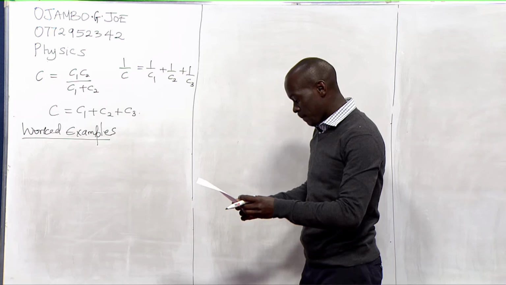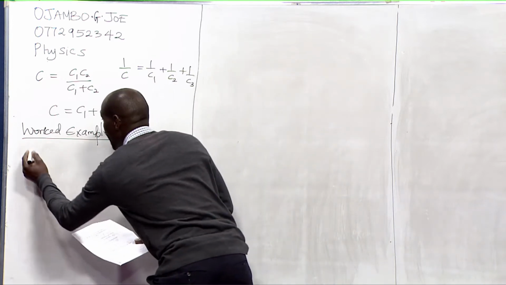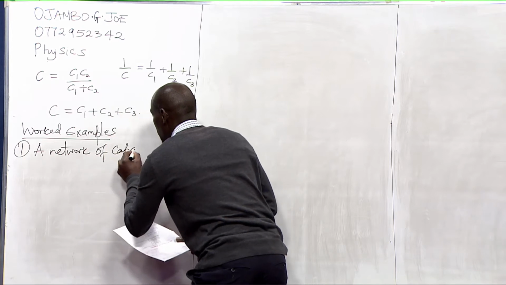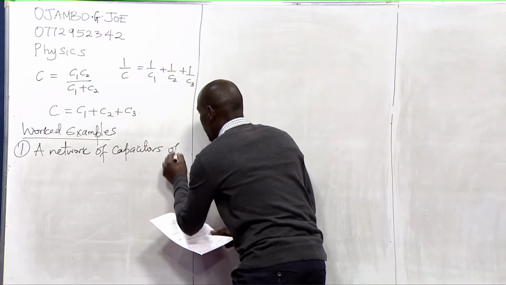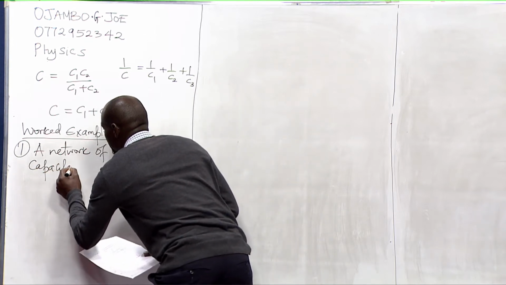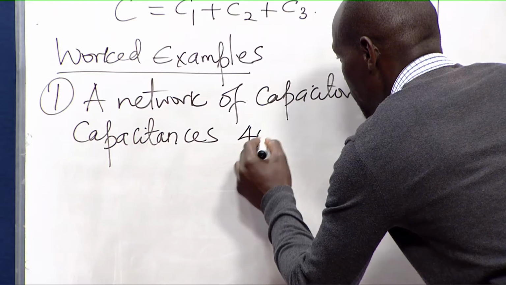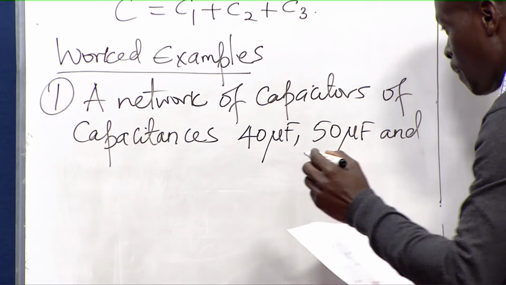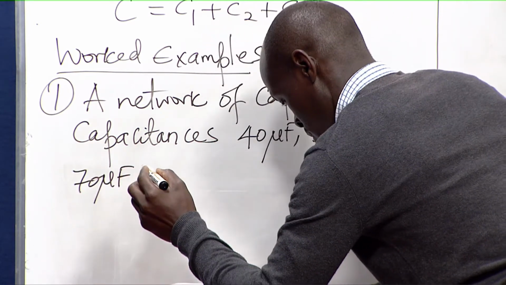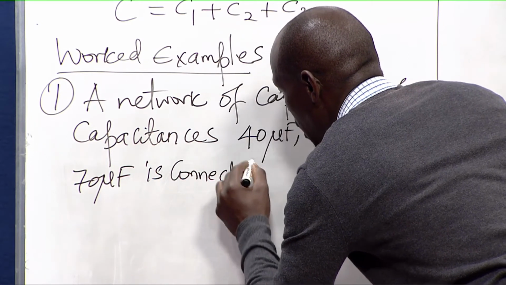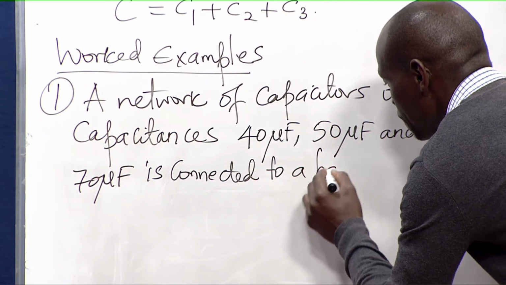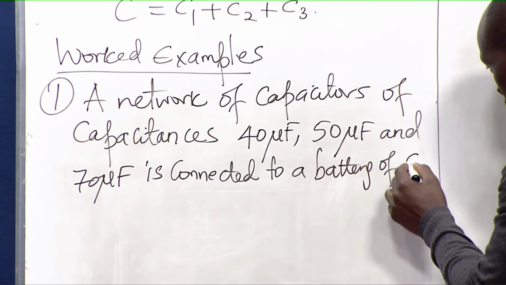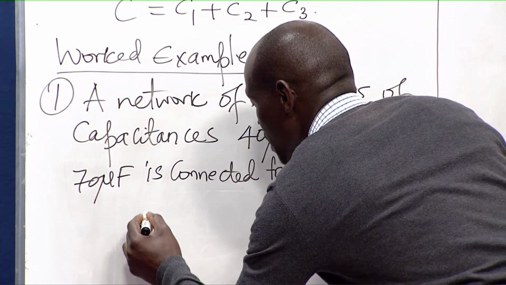Suppose a question is set and it says: 1, a network of capacitors of capacitances 40 microfarads, 50 microfarads, and 70 microfarads is connected to a battery of 9 volts. Suppose this is the diagram.